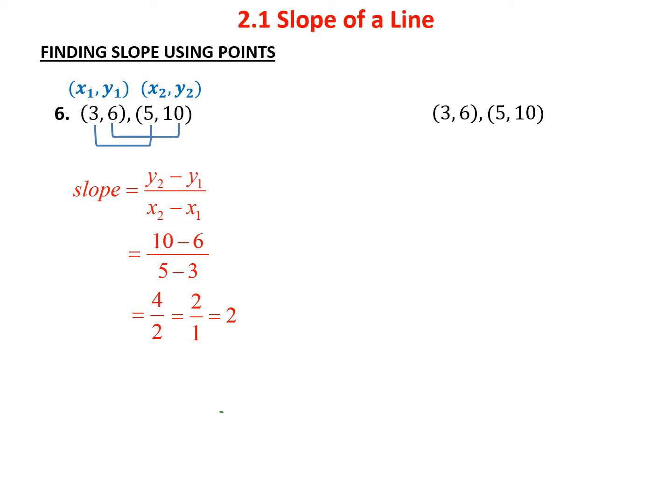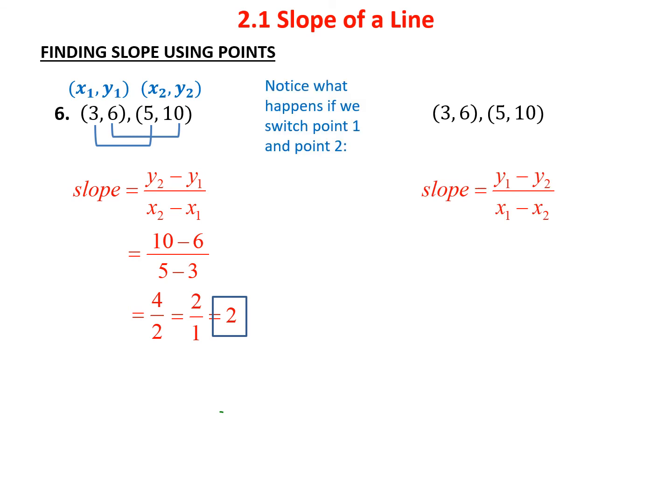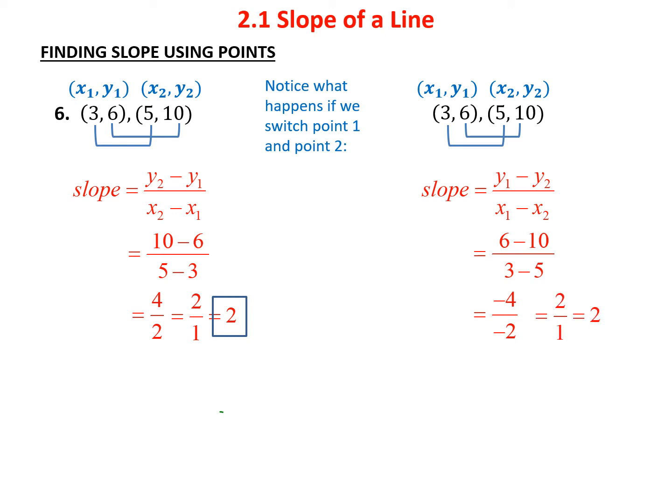Now students ask me, well, what happens if I do it the other direction? Well, let's see. I'm going to use the same thing here, x1, y1, x2, y2, but this time I'm going to subtract the other direction. So instead of 10 minus 6, I'm going to do 6 minus 10. See how I reversed it? Likewise, I do the same for the x and go 3 minus 5 and see what I get. Now I get negative 4 over negative 2. Negative divided by negative is positive, so I get exactly the same answer.